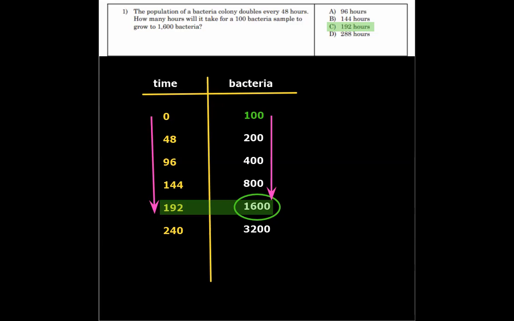So after 48 hours, there'll be 200 bacteria. After another 48 hours, it will double again to 400 bacteria, and so on. Following this doubling pattern, it takes 4 doublings for it to reach 1,600 bacteria. 4 times 48 is 192 hours. The correct answer is C.